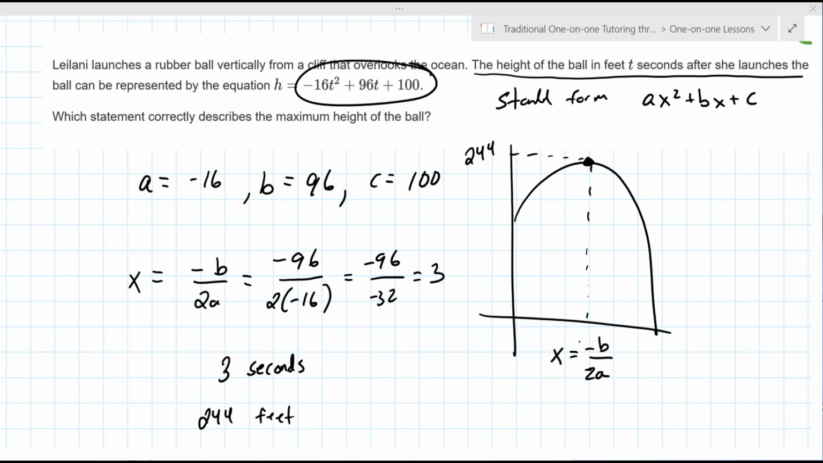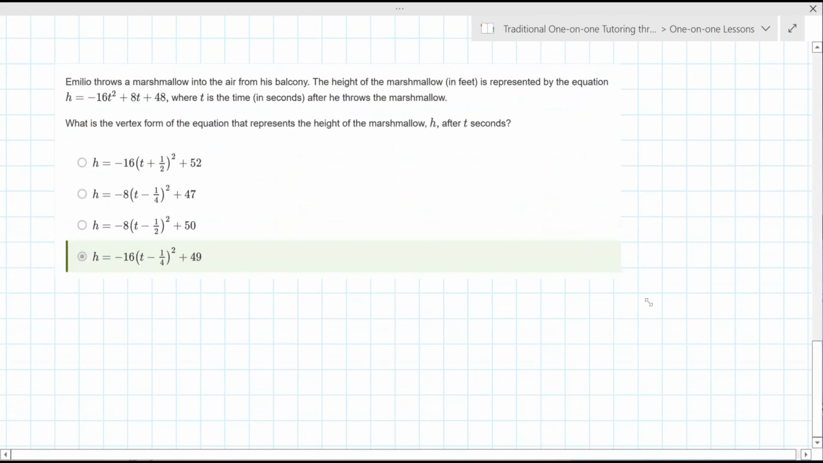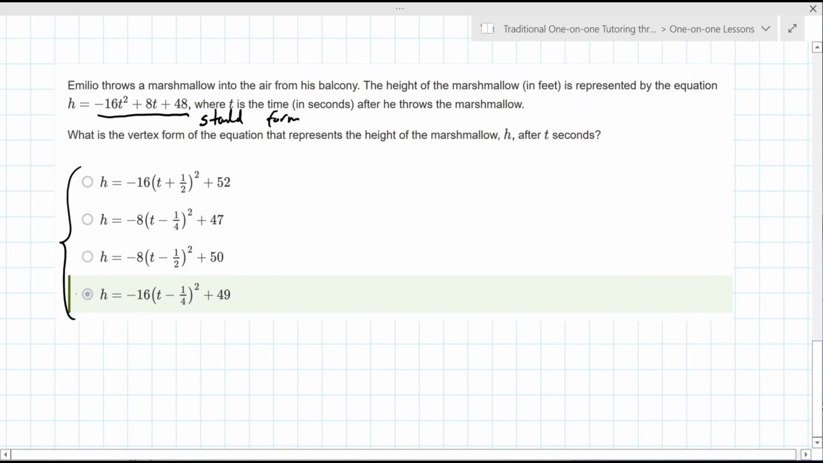All right, so now let me just show this question to you. You got it right, but I'll make some comments here with how you can do it. So there's always a couple of different approaches. So again, Emilio's throwing marshmallows into the air from his balcony. He's probably bored, and they give the equation and they say, all right, here's your equation. This one is in what's called standard form. And all of these equations here are in what is called vertex form.